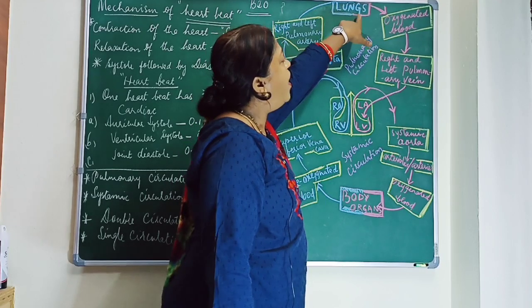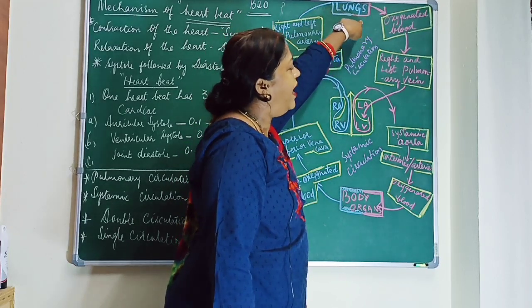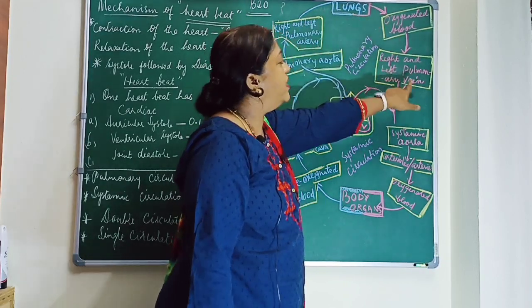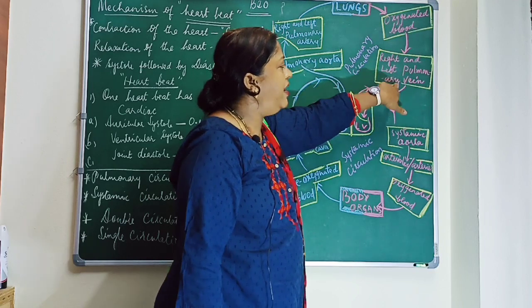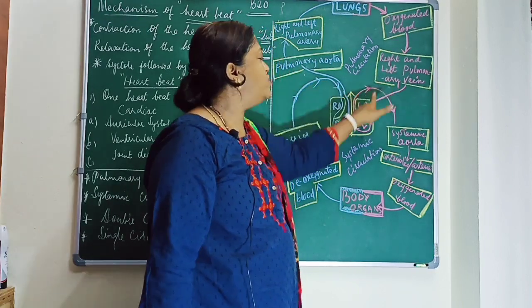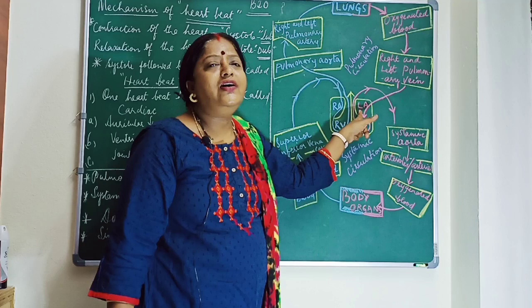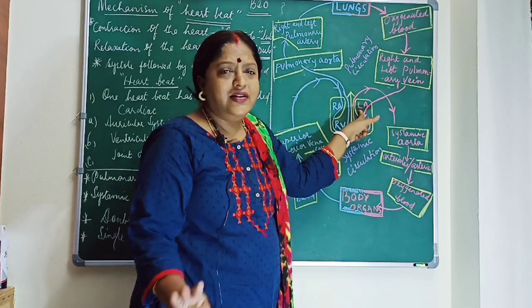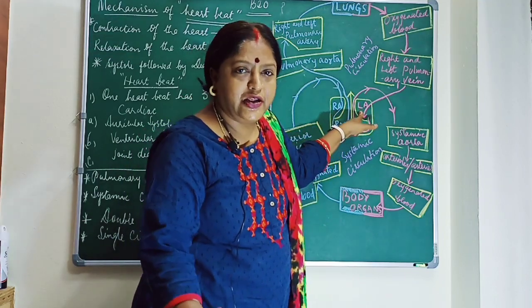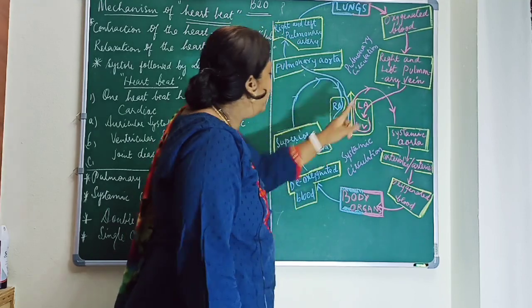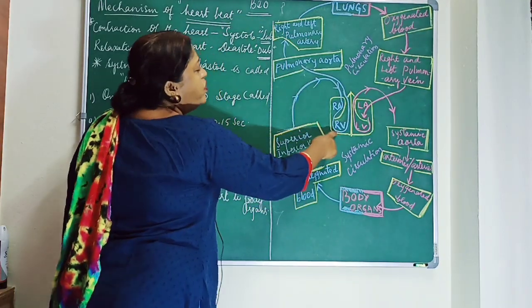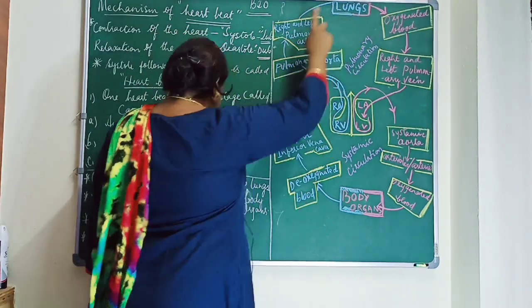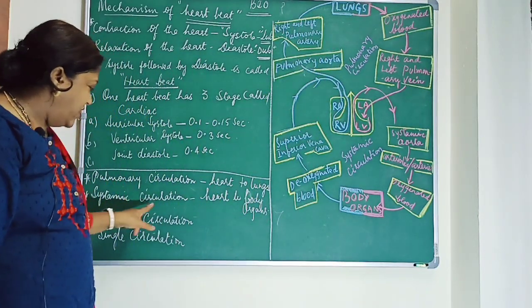Okay. Then the oxygenated blood from the lungs moves into the right and left pulmonary vein, and both the veins open in the left auricle. Understood, children? This is pulmonary circulation. Okay. So the blood flows from the heart to the lungs. Okay. Next one is systemic circulation.